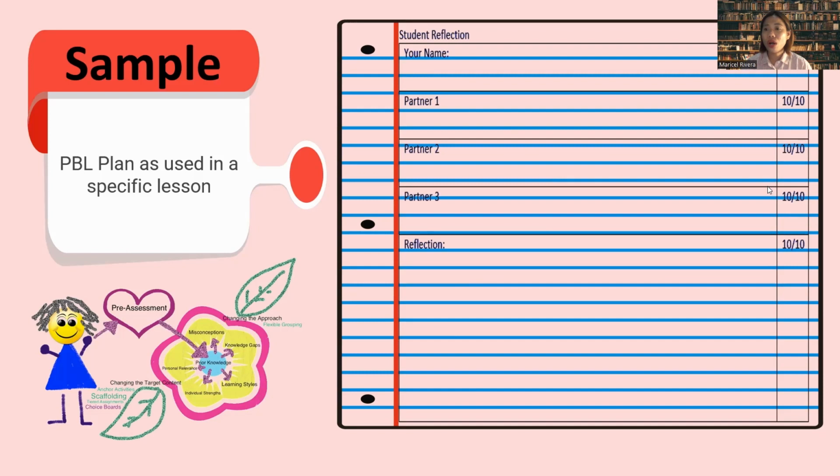It is up to you with regards to the rating. So your name, and then partner 1, partner 2, partner 3. So these are the reflections. What can they say about it? Of course, this is for the members, and then the reflection.